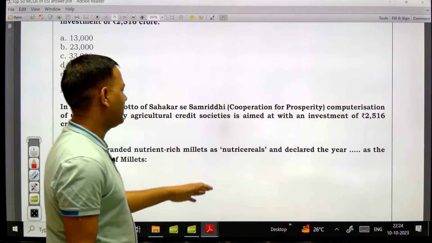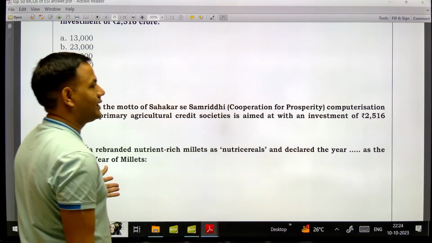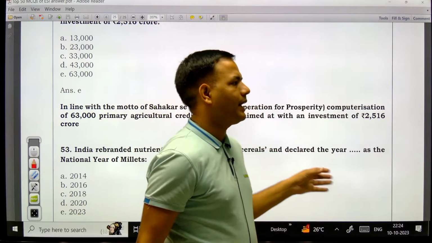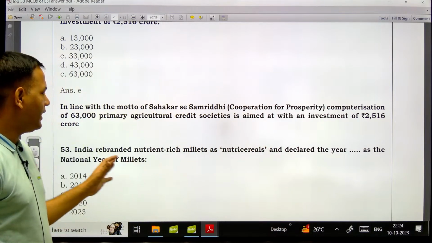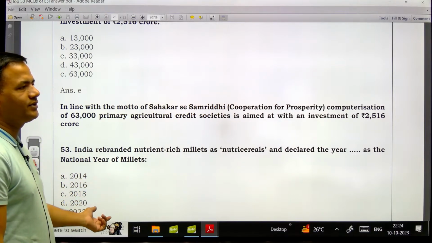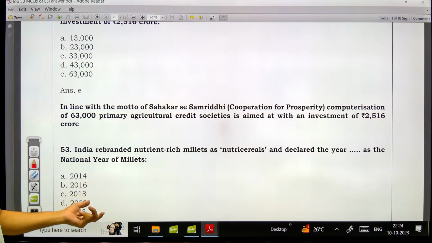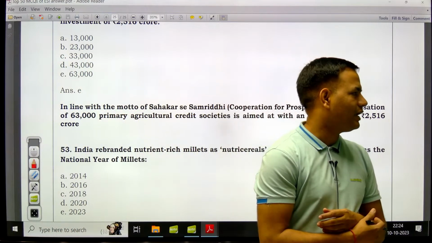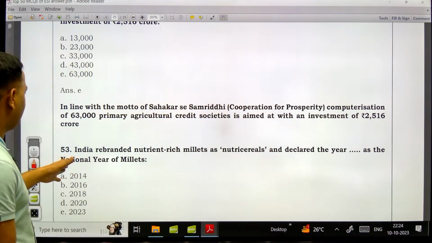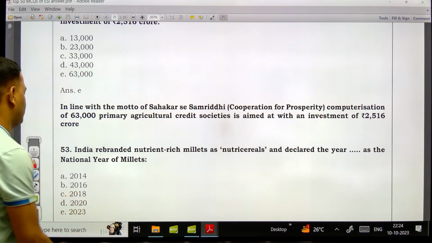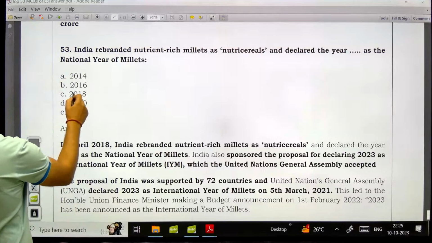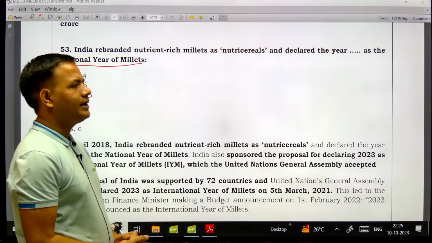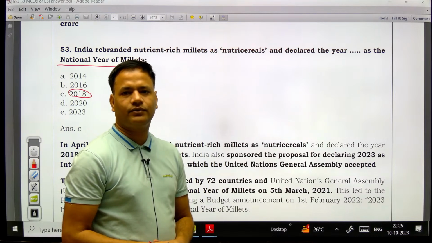India rebranded nutrient-rich millets as Nutri-cereals and declared the year as the National Year of Millet. This year is International Year of Millet 2023. But I am asking, yes, many of you will see that 23 is there, so you will mark 23. 23 is wrong. I have written here National Year of Millet, not International Year of Millet. 23 is International Year of Millet. So National Year of Millet was 2018. India declared it National Year of Millet. Now this year it is International Year of Millet. So while answering the question, you have to take care of this thing.